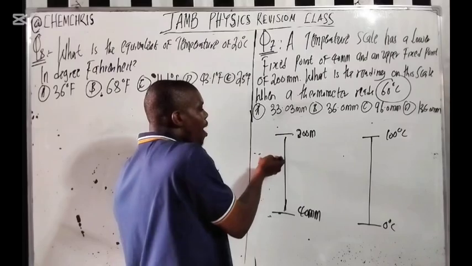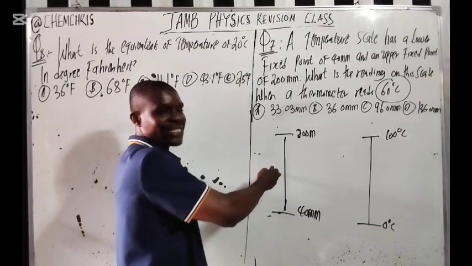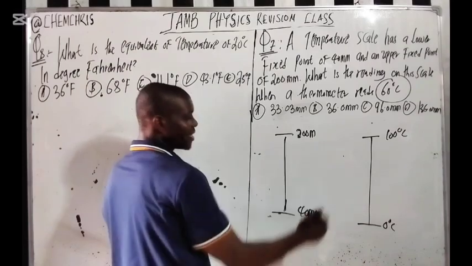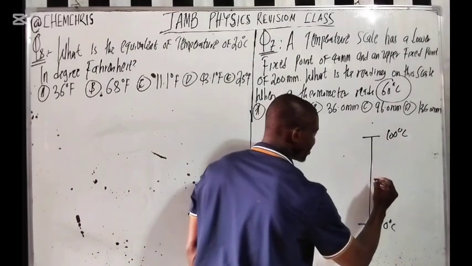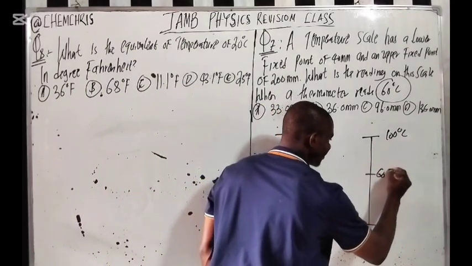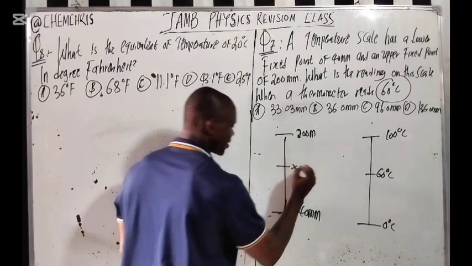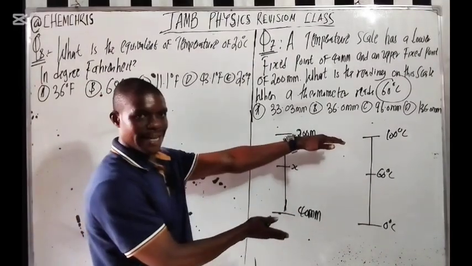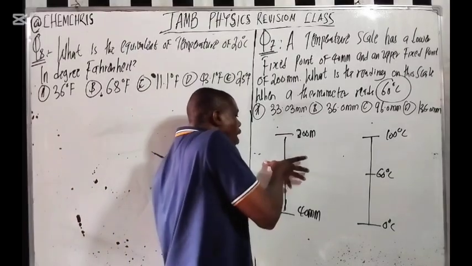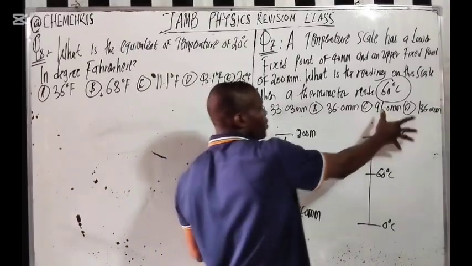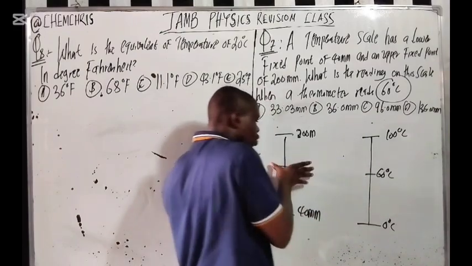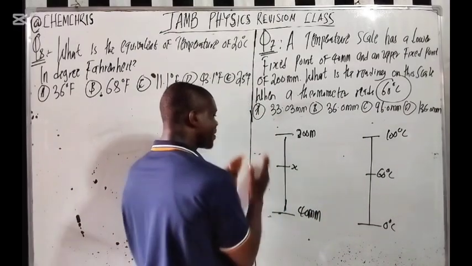They're asking you what is the reading of this temperature when the reading is 60 degrees centigrade here. So here we have x as well as this. How do you solve this? They're asking what this will read when the reading for the degree centigrade is 60. So here you are going to look for x. How do you solve this?